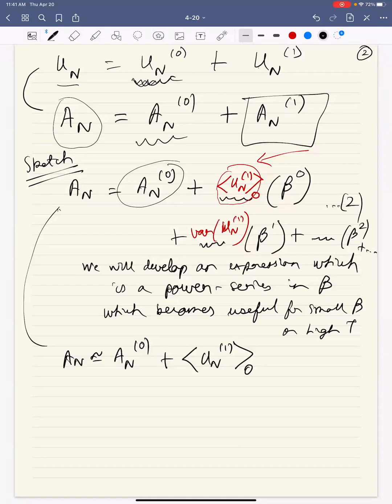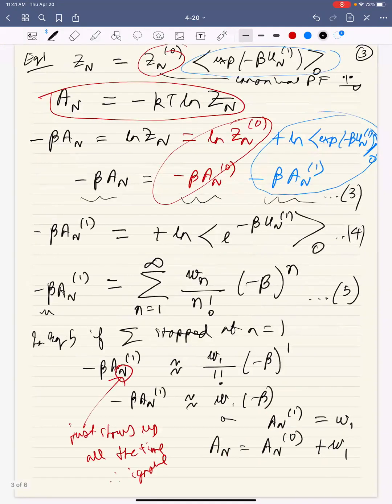So if we have this, and beta to the power 0 is just 1, this becomes A_N equals A_N^0 plus the average value of U_N^1 in the reference potential. That's what we are trying to prove. In order to prove this, we went to Zwanzig's equation.